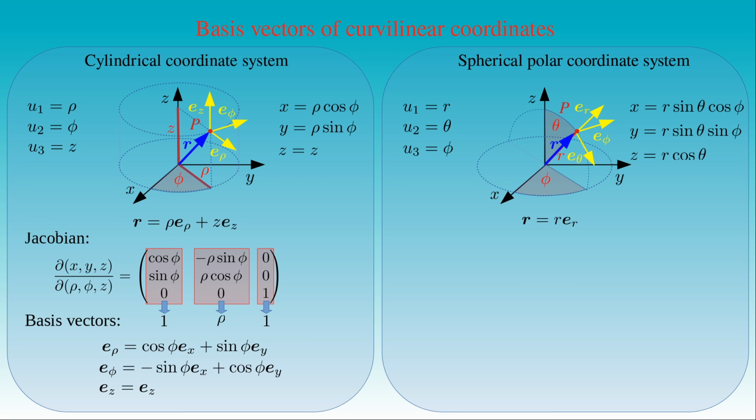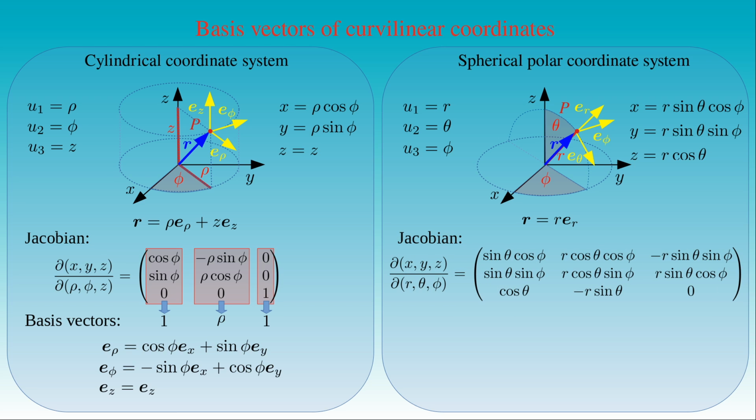The derivatives of the Cartesian coordinates with respect to the spherical polar ones give the Jacobian of the coordinate transformation. Then we can determine the basis vectors from the columns of the matrix again. The first column of the matrix gives the basis vector e_r. Since the length of the first column is equal to 1, the components of the column vector are equal to those of the basis vector e_r. The x component of the basis vector is sine theta times cosine phi. Its y component is sine theta times sine phi. And its z component is cosine theta.